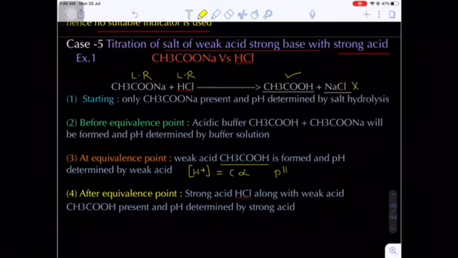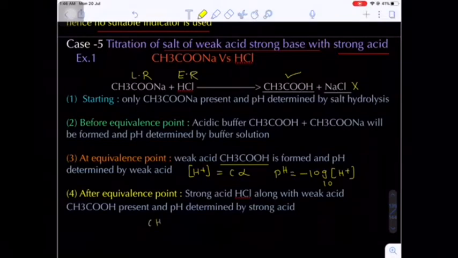First of all, we have to calculate the degree of ionization, alpha. After that we have to find the H+ concentration at equilibrium, which is equal to C into alpha. After that we have to find the pH, that is the negative logarithm to the base 10 of the H+ ion concentration. Now after the equivalent point, what happens? The sodium acetate salt will be the limiting reagent and hydrochloric acid will be the excess reagent. Are you getting my point?